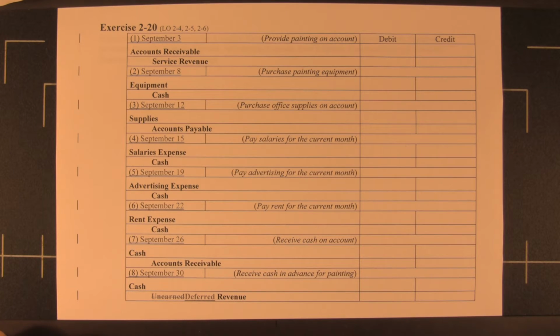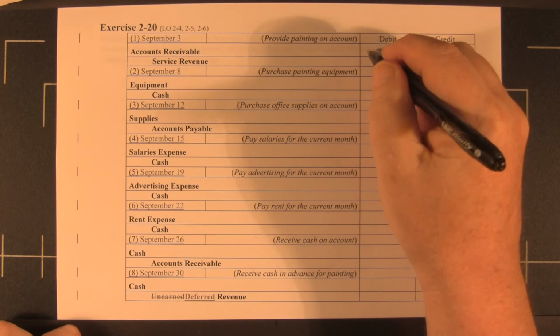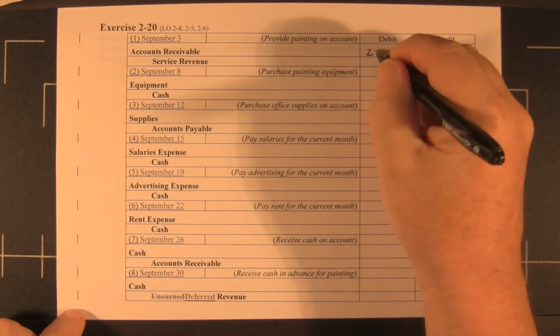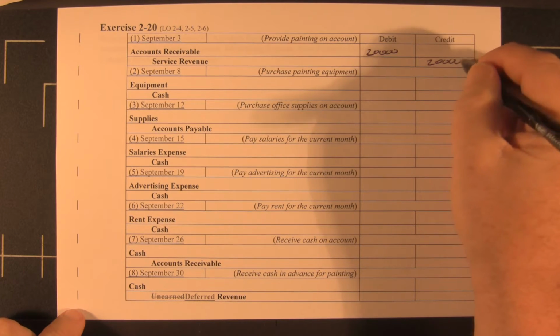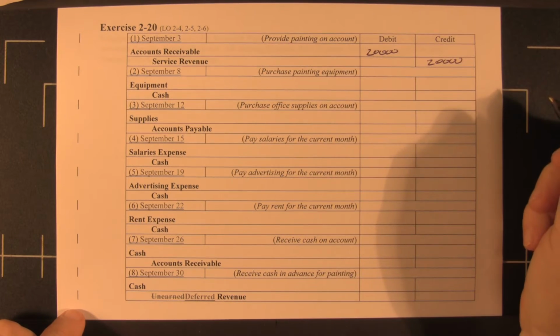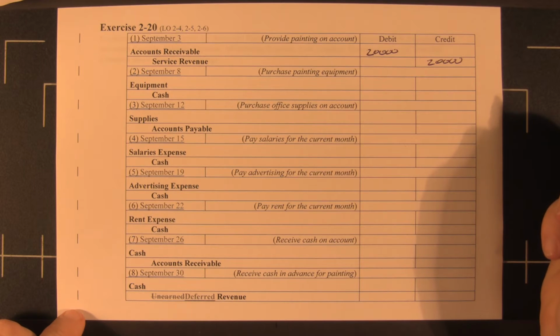On September 3rd, they paint some houses and they get paid $20,000 on account. So that's service revenue of $20,000 and accounts receivable, $20,000. Okay, credit service revenue, debit accounts receivable.